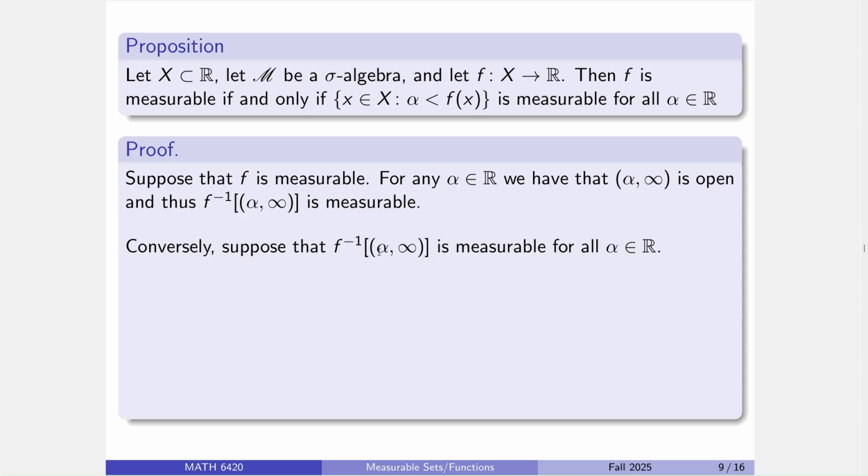So suppose that we know that the open rays extending off to positive infinity are measurable for all alpha. Okay, by the previous proposition, that means we know the open rays going in the opposite direction are measurable for all beta. That should be a beta, not an alpha. Again, doing great here.